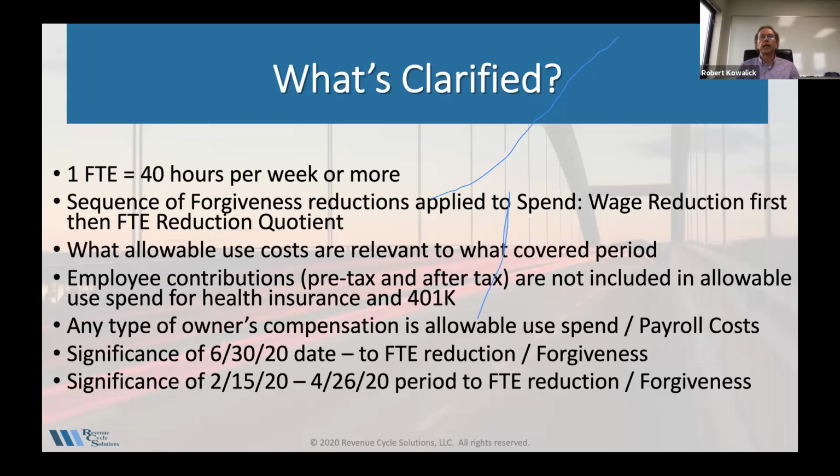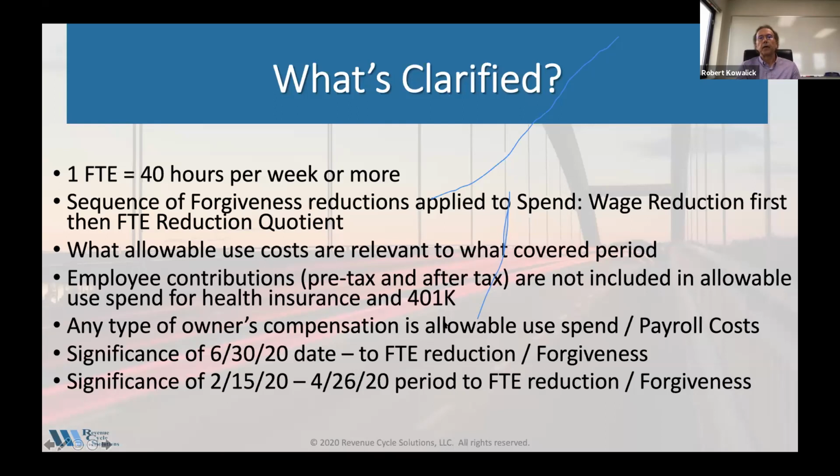They clarified what the sequence to the math is regarding forgiveness. So you have your loan amount, you have your spend amount, you have your forgiveness reduction related to wage change, and that's wage change greater than 25%. And then the FTE reduction quotient is applied after that. So there is a sequence to the math.